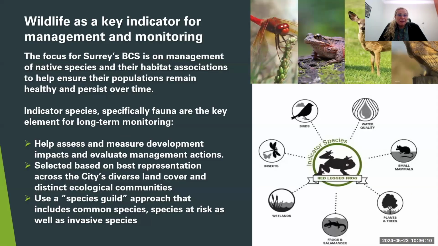One of the components that we need to be looking at, though, is what are we actually monitoring for? So we have been focused on native species and their habitat associations. And one of those things is to help us understand within that green infrastructure network, how are those species associated with those land-based habitat components and where are those populations distributed? And so we're using an indicator species approach. It's only focused on fauna.